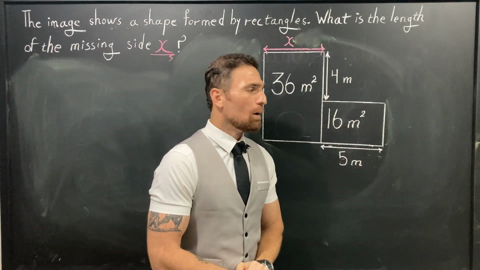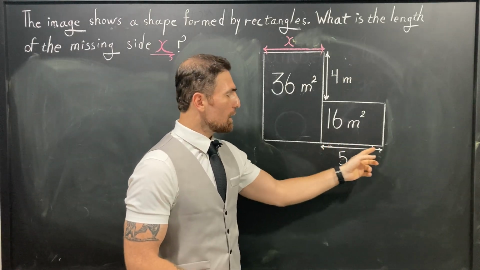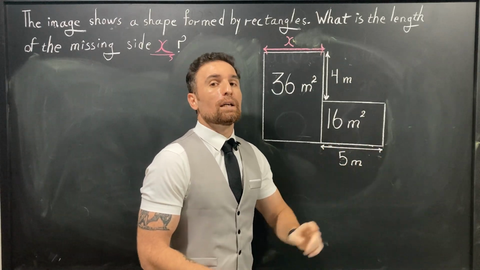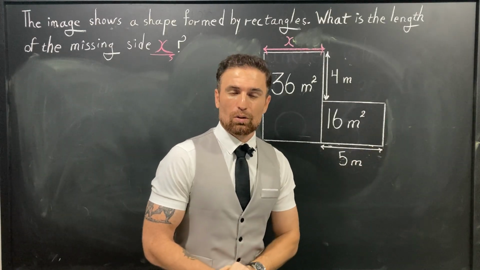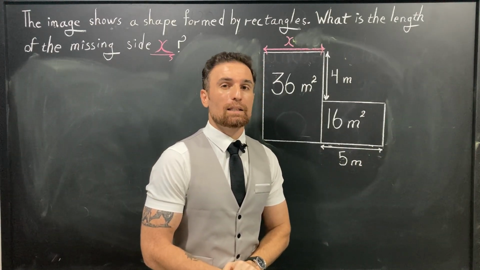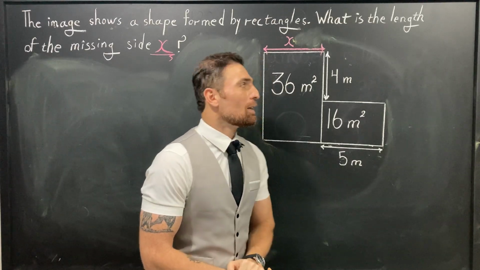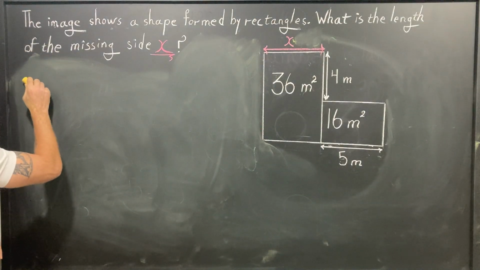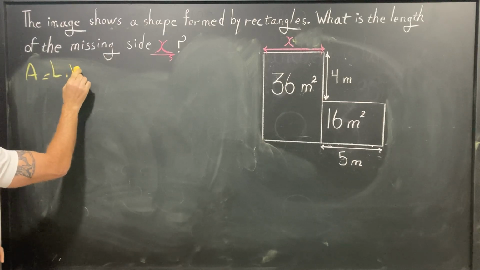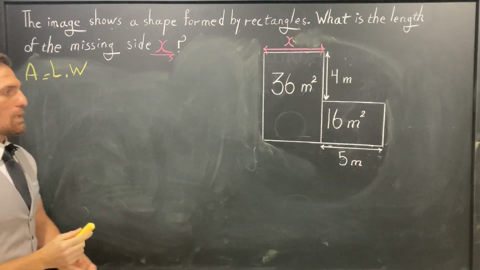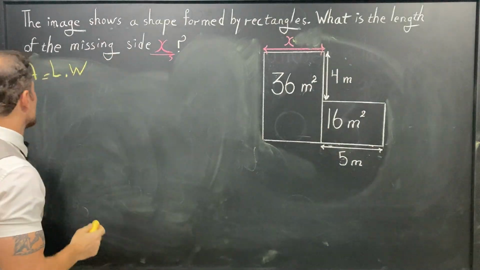But how? Look, we have the area of this small rectangle. We have the length of this side. So it will be easy to find the length of this side. As you know, the area of the rectangle is, can you help me to remember? Good. The area of the rectangle is length times width. In this case, the area is 16. So let me write it.